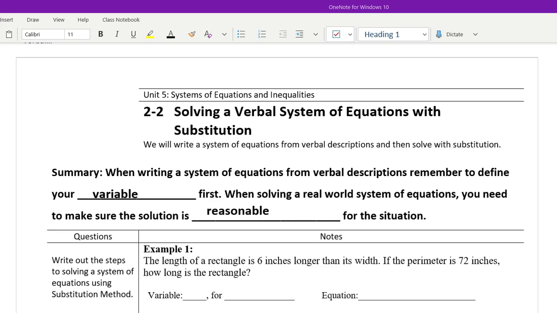Today we will be solving verbal system of equations with substitution. When writing a system of equations from a verbal description, remember the first thing you want to do is define your variables first.